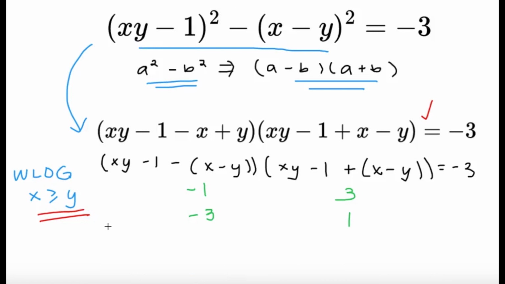Sometimes it's helpful, sometimes it's not, but generally speaking, if you have a symmetric equation, then you can try to let one be greater than the other, and you can implement some other things that you might not be able to if you don't assume instead.